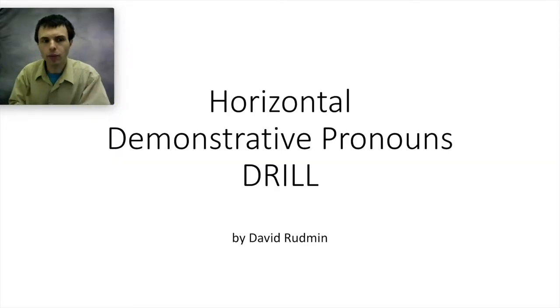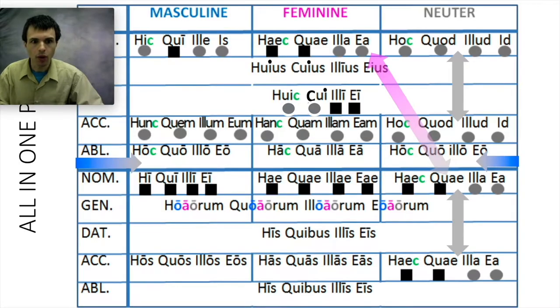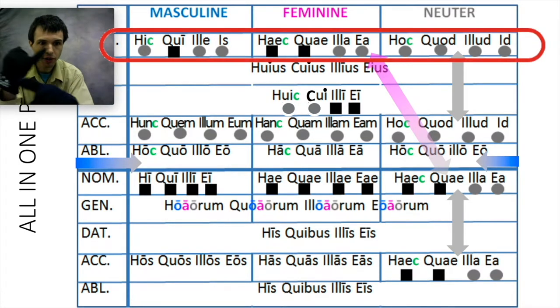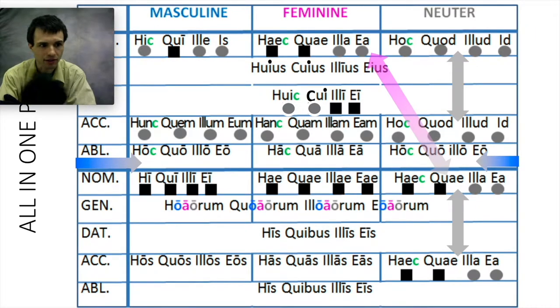Okay, so far we've learned the relative pronouns, but now we're going to learn a whole bunch of other pronouns too. We're going to learn demonstrative pronouns, hic, haec, hoc, and ille, illa, illud. We're going to learn personal pronouns, is, ea, id. We already learned earlier the relative pronouns, qui, quae, quod. And then we're also going to get uter, utra, utrum. So all these pronouns are very similar. They all follow the same patterns as you can see in the slide here.